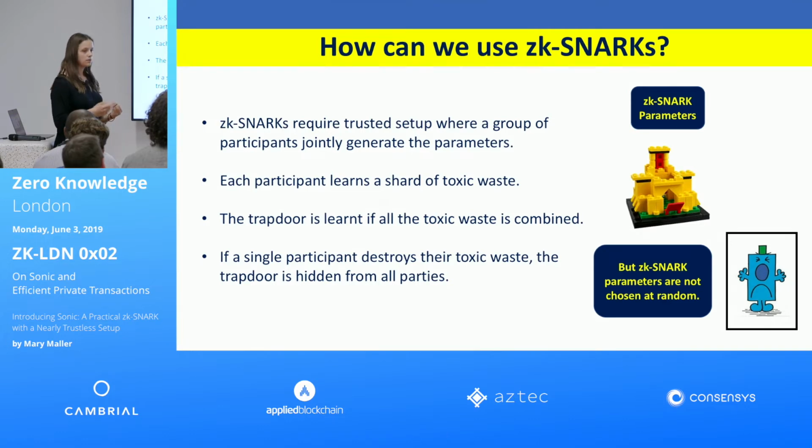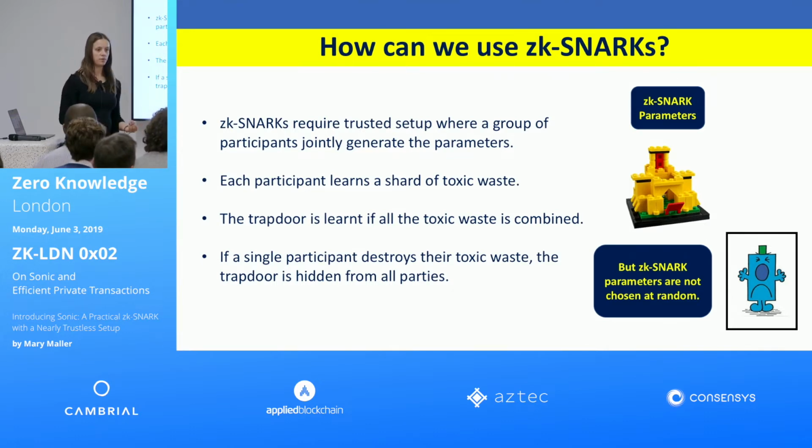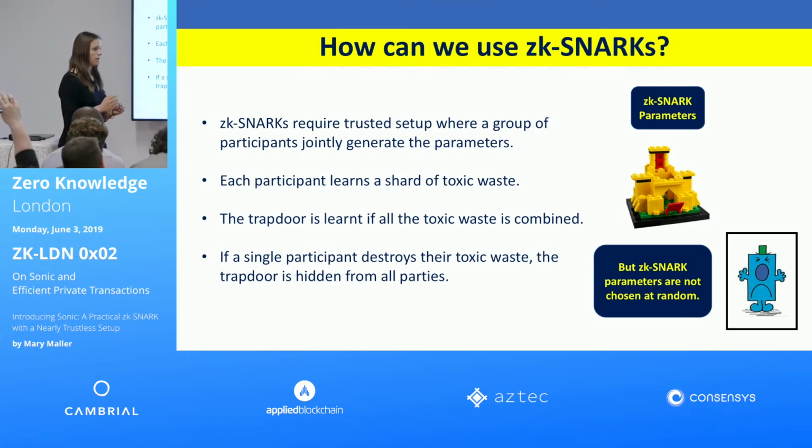So how can we actually use these things? Of course, we can't just have one person generating the trapdoor. So what we typically do is we get a group of participants and have them all contribute to the trapdoor. Each participant is going to learn some useful information about the trapdoor. But we can design schemes where, provided at least one party is honest among all the participants who are trying to generate these parameters, the final scheme should be secure.